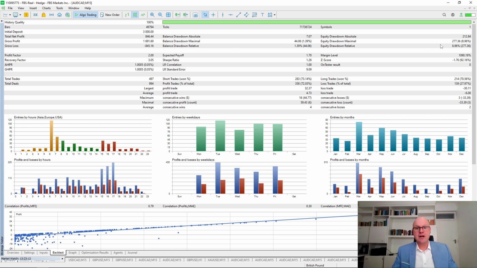And this one generated $846 with an equity drawdown of 277. So by making all of these changes and taking all of the settings that we've gathered together in the video and from the beginner's guide, we were able to reduce a drawdown from originally around 4,800 to only $277. It still placed 497 trades with a high win rate of 72%.